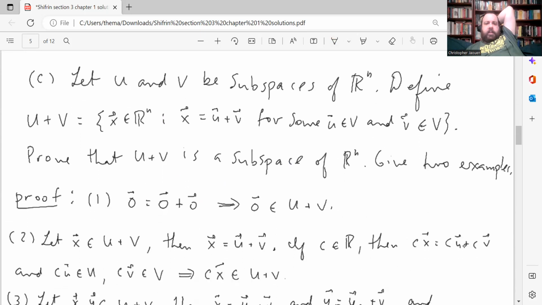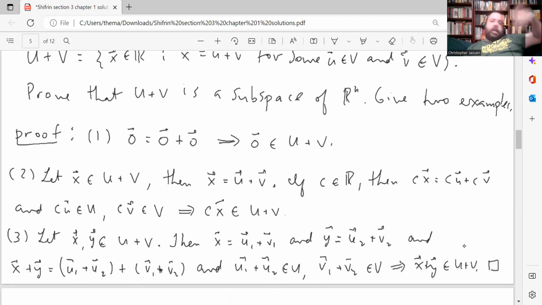Part C, let U and V be subspaces of Rn. Define U plus V to be the set of all x in Rn that you can break up into a sum of two vectors, u plus v, for some u in U and some v in V. Prove that U plus V is a subspace of Rn and give two examples.